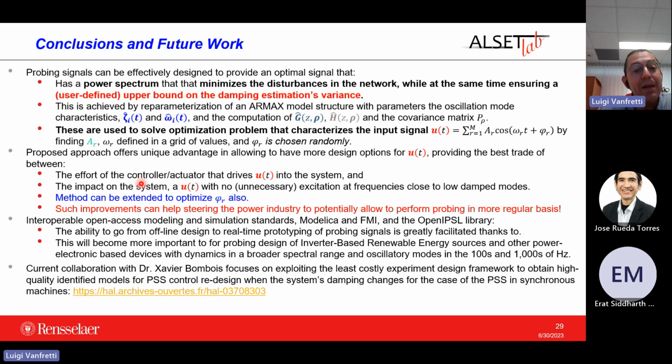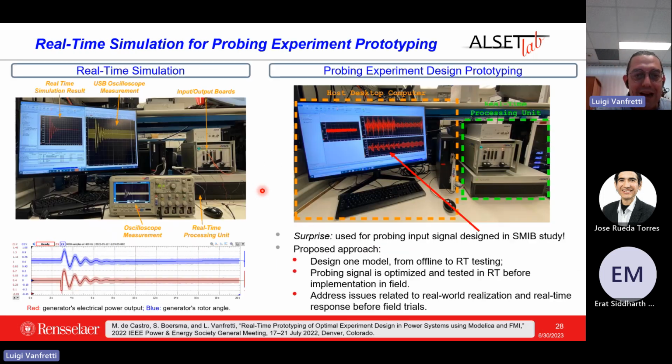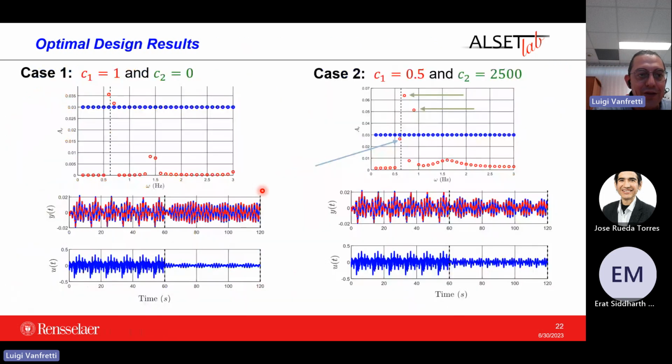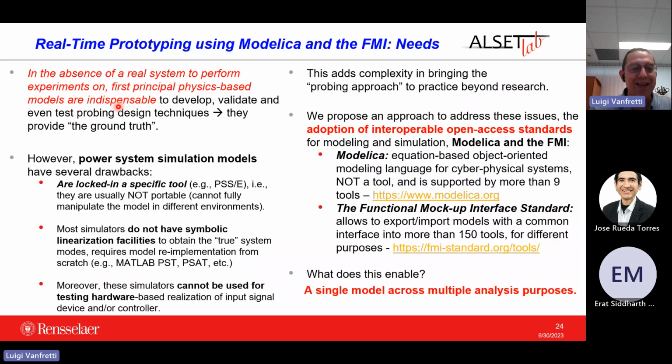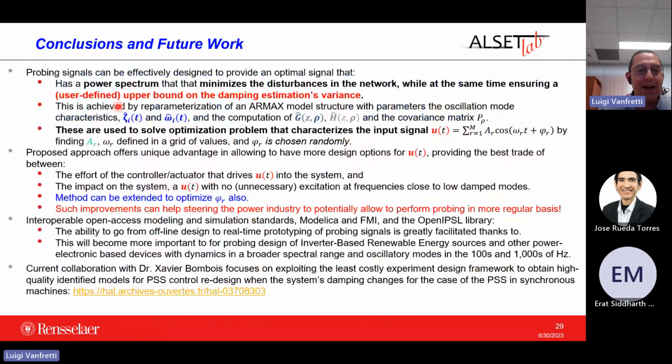We can also target the impact on the system, so we don't inject frequencies where it's not needed. For example, we don't excite everywhere close to the low damped modes, only around them. You saw that we have a line, and they were not exactly at the frequency of excitation. They were next to it. So we don't necessarily excite the mode, we excite around it. That's the nice thing about this. And in the method, we could also optimize the phase. That's something that we might do, but it's not really necessary when you use random phases.